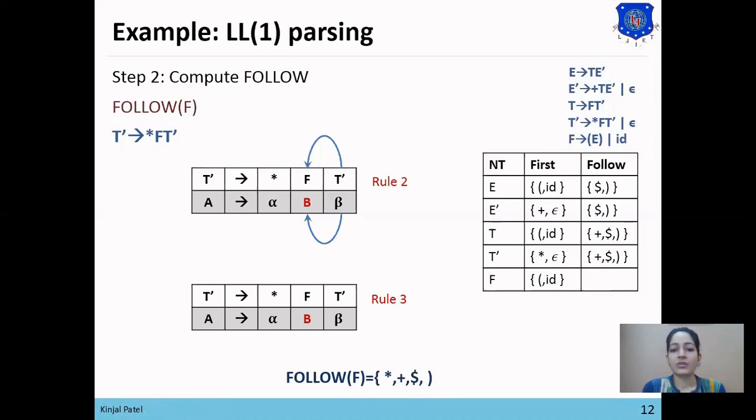As plus, dollar and closing bracket have already been added in follow of F, no more symbol will be added in follow of F. So follow of F is star, plus, dollar and closing bracket. So this is how we can find follow for a non-terminal.